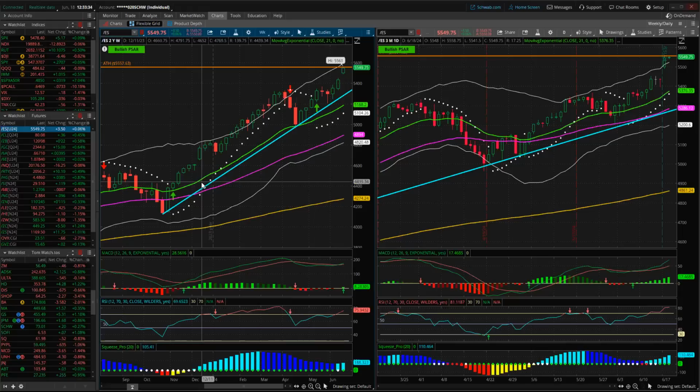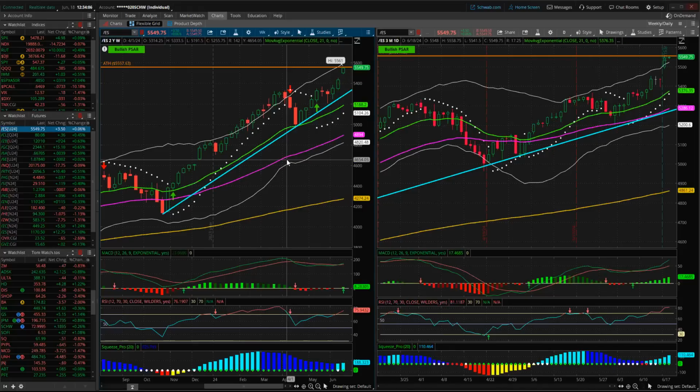You can visually see the fact that the 21 is distancing itself from the 50, which is distancing itself from the 200. That does not look like slowing momentum to me. It doesn't take a genius to figure out that this is a pretty good uptrend. Now, the squeeze also gives me a sense of momentum. And what is the squeeze? The squeeze is essentially what happens when the Bollinger Bands get inside of the Keltner channels.